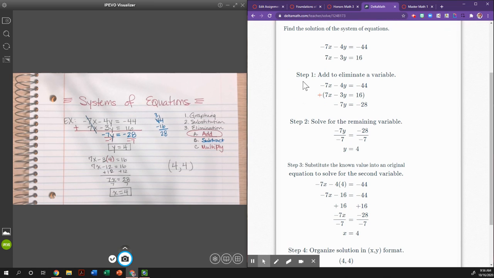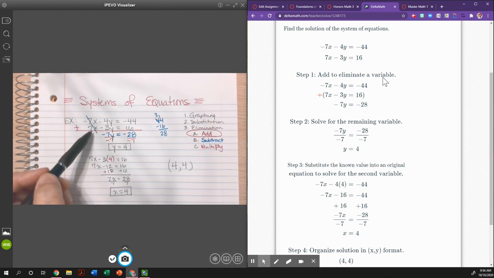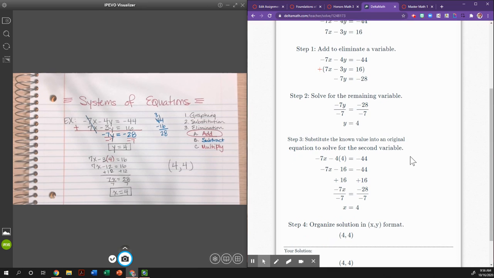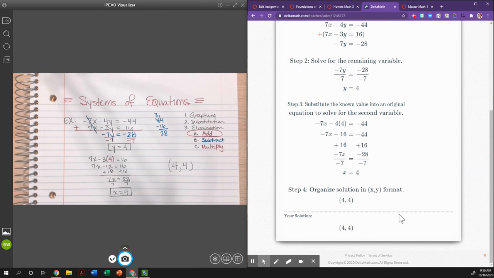Okay. So you can see here, step 1, add to eliminate a variable. So that's what I was about to talk about. What you've done is when you've added these two, you eliminated the x. So that was the whole point of doing that. And then we substituted and then we solved.